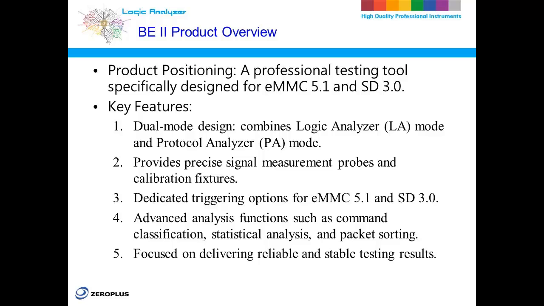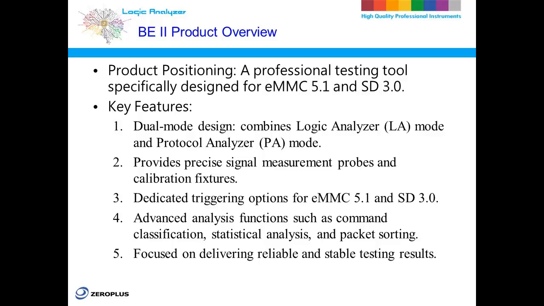One of the core advantages of the B2 is its dual-mode design, combining both a logic analyzer mode and a protocol analyzer mode. This allows for simultaneous signal timing tests and protocol analysis. The all-in-one design eliminates the need for frequent device switching, significantly improving testing efficiency. Additionally, the B2 is equipped with high-precision signal measurement probes and calibration fixtures to ensure measurement stability and accuracy. Designed specifically for eMMC 5.1 and SD 3.0, the professional probes minimize signal loss and accurately reproduce real signal waveforms, providing engineers with reliable data.